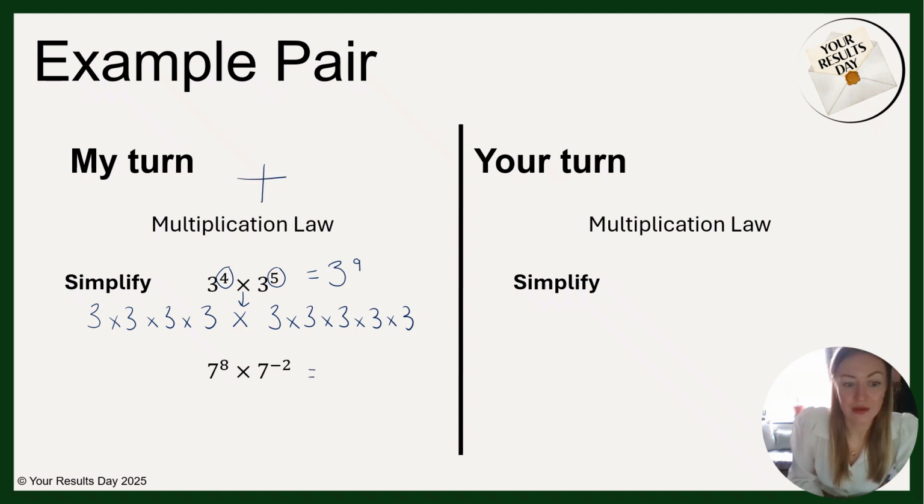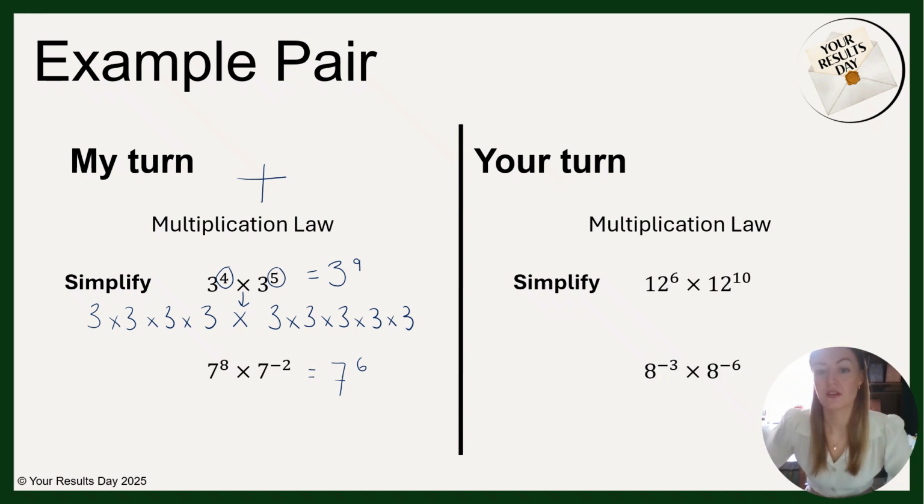Likewise with this one, I now know I don't need to write it out in full because I've got 7 to the power of 8 multiplied by 7 to the power of negative 2. 8 add negative 2 is 6, so it will be 7 to the power of 6. Here are two questions for you to have a go at. Pause the video now because I'm going to go straight through the answers.